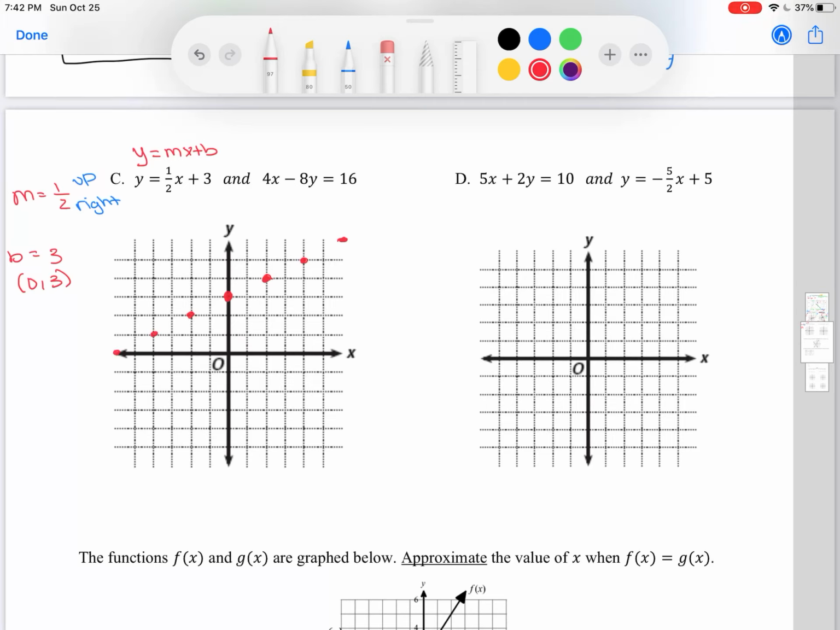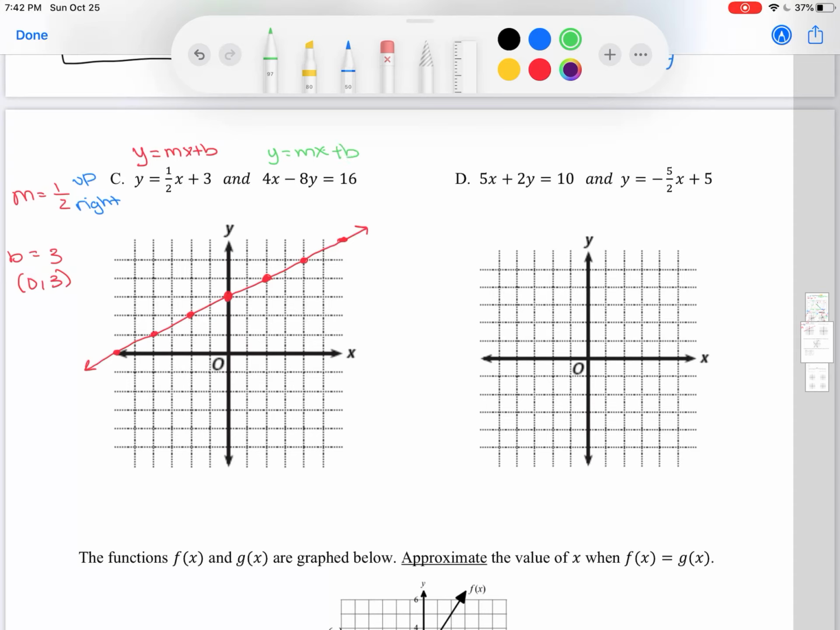So I can go up 3, no problem. Then I'm going to go up 1, right 2, using my slope to tell me which directions to go. And I can get some coordinates on that left-hand side by following the pattern. Making sure I'm graphing a straight line. All points connect to a straight line, that's good. So I have my first line.